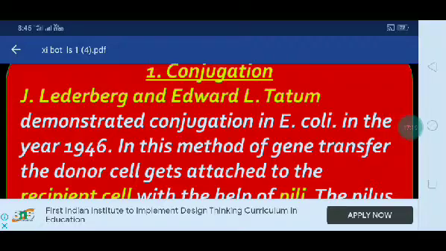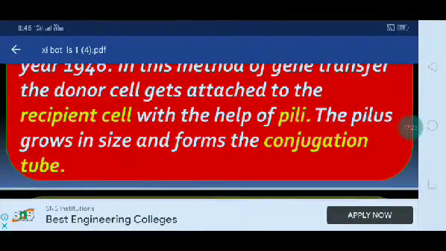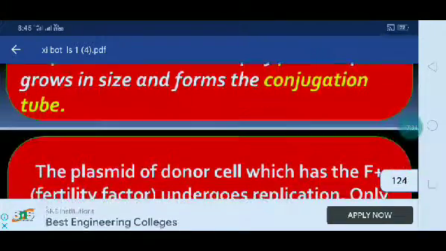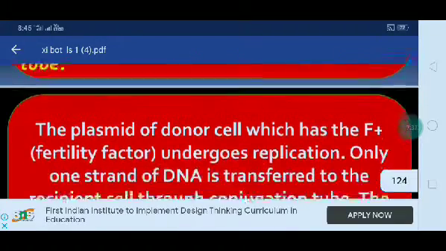The donor cell gets attached to the recipient cell with the help of pili. The pilus grows in size and forms the conjugation tube. The pilus grows, then produces a tube-like structure, and the cell conjugates with another bacterial cell.